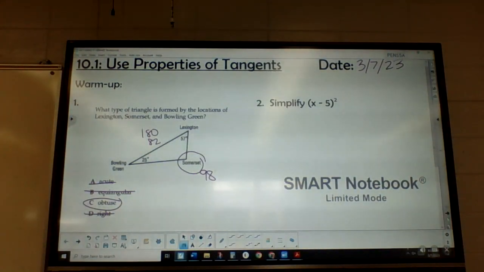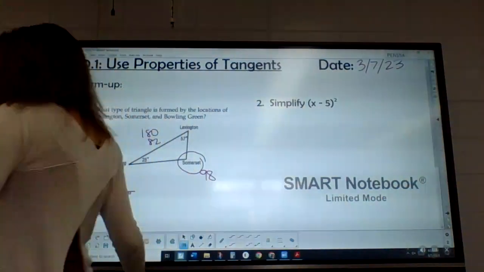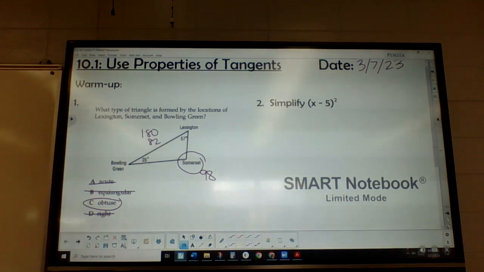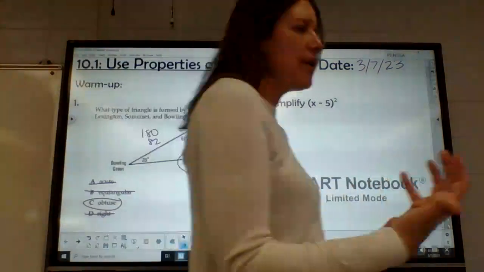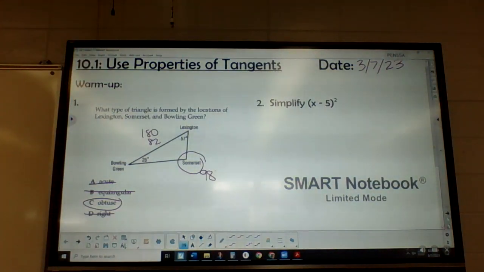In terms of the ACT, questions like this are the kind of questions that the ACT likes, because it's trying to get you to know more than one fact. Can you find that angle? And then do you know something about that type of triangle? There are different pieces to ACT questions. They're usually not just one straightforward thing they're asking for, so you want to make sure you're looking for exactly what they're asking you to find.